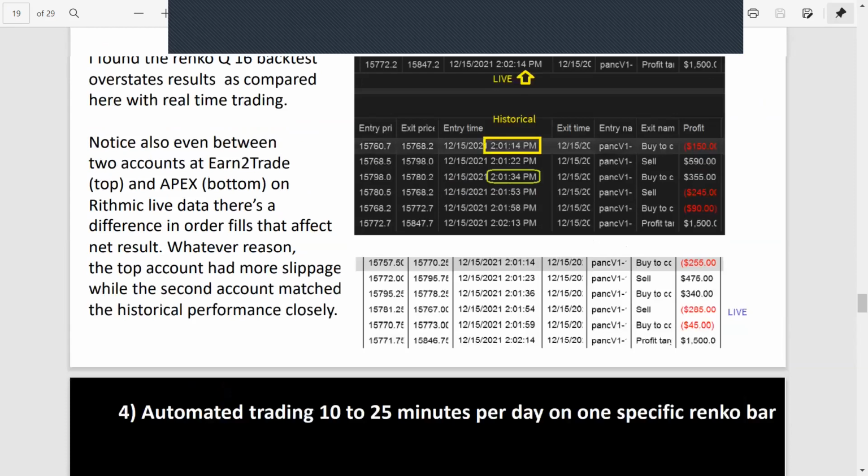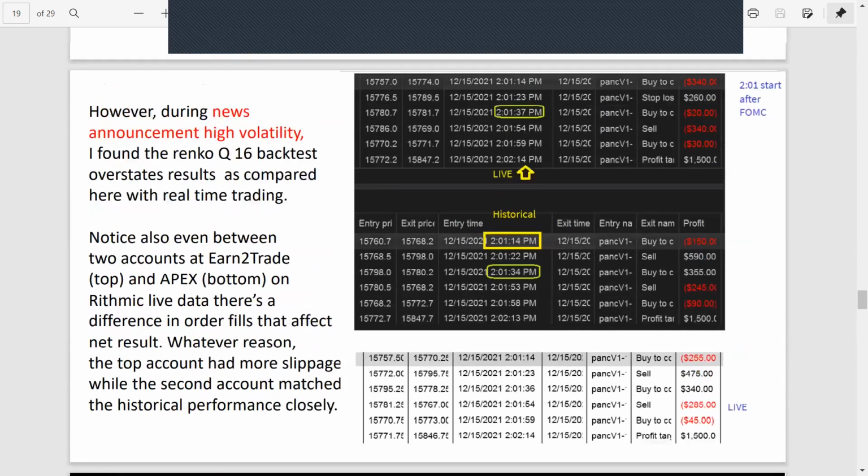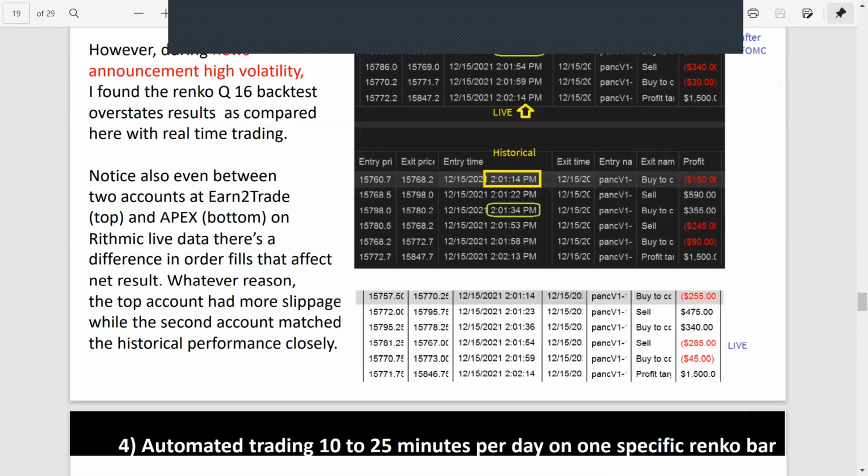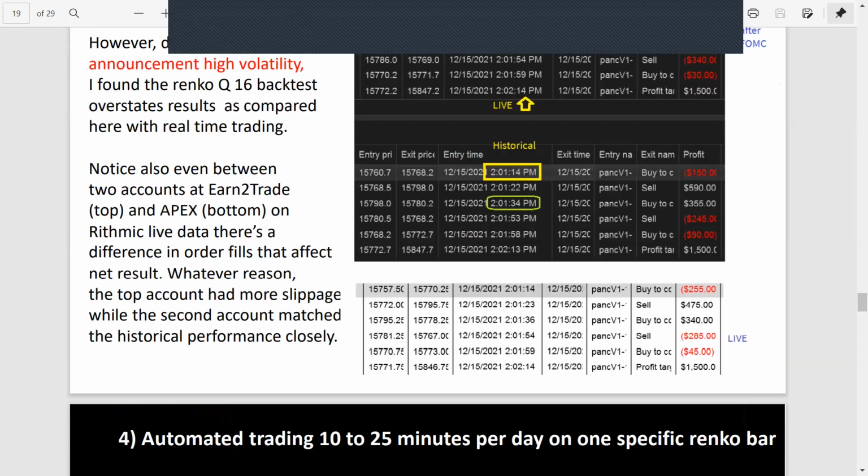And even between 2 live prop firm accounts using the same data, the fills were different, as you can see from the top and the bottom list of trades, and the historical is in the middle. So one was very close to the historical, the other one was a bit far.